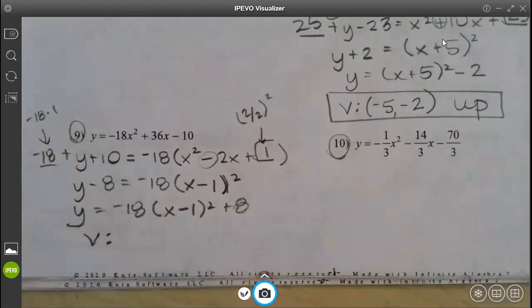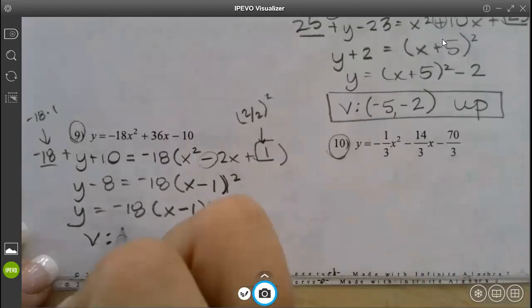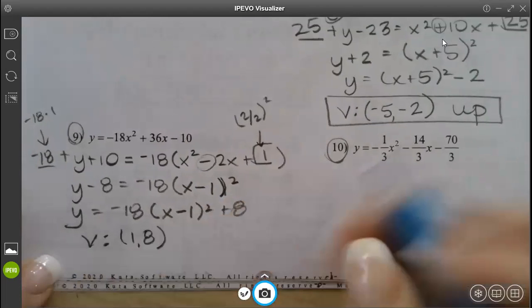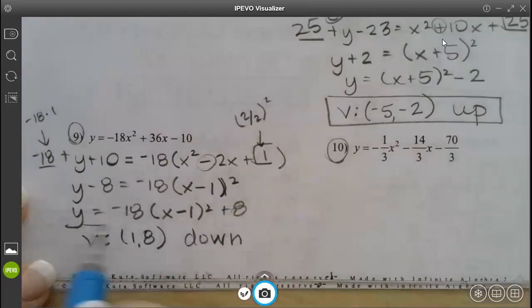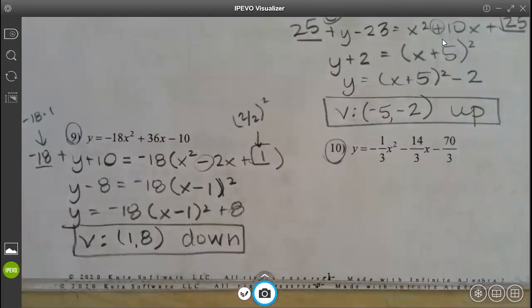What is your vertex? 1, 8. Which way does it open? Down, because it's a negative. Very good. And then I wanted to make sure I got one with a fraction in here.